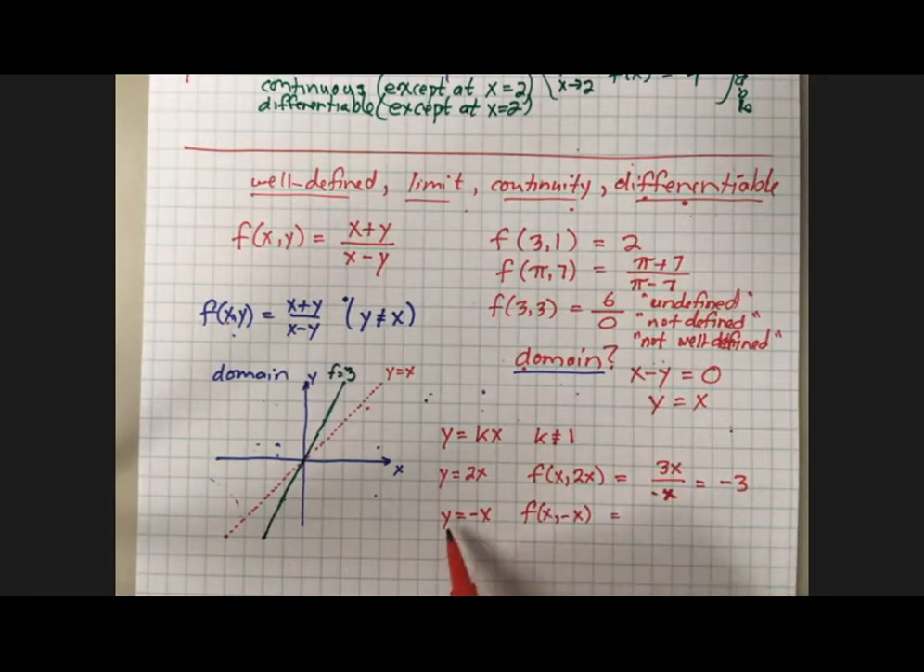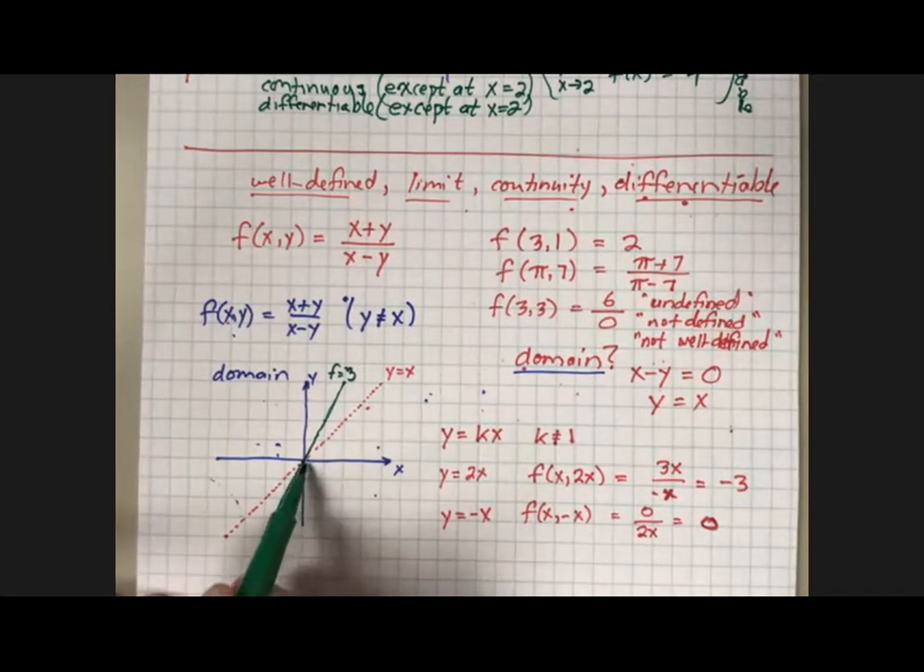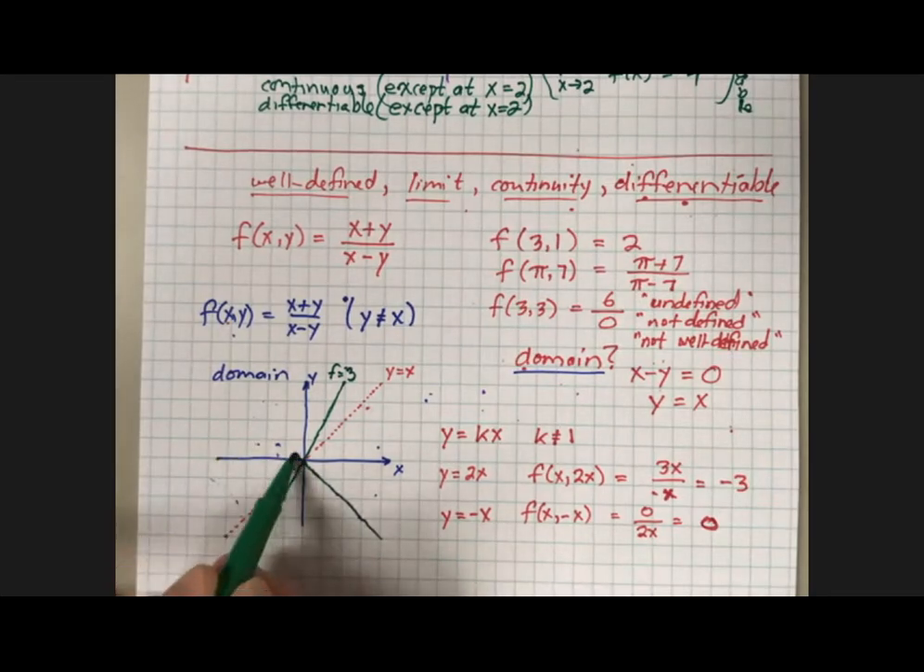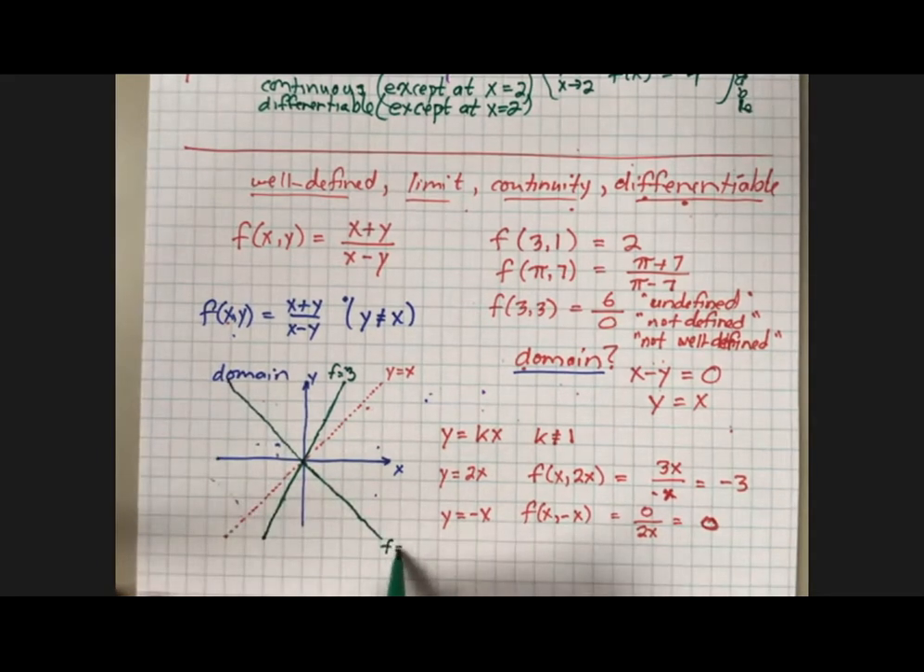Well, you see on top, when I plug in x and minus x, I add them together. I get 0. On the bottom, x subtract minus x is 2x. The result is 0. Notice on this line, the function is constant. So I'm going to draw another line, y equals negative x, and say to you, on this line, f is always 0.